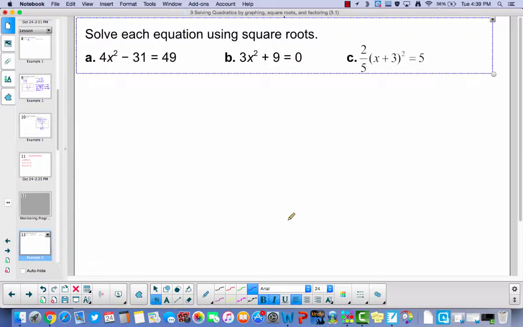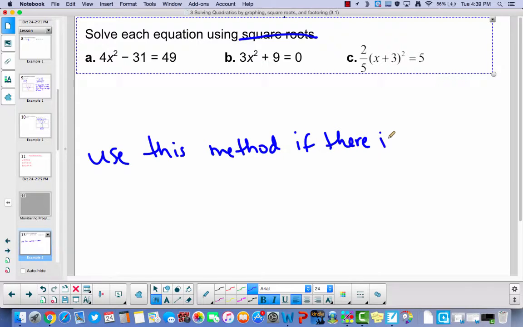All right. Another method is to solve using square roots. If you notice, we're going to only solve using square roots. We're going to use this method if there is only a squared term. If I have 4x squared and an x term in here, I am not going to use this.